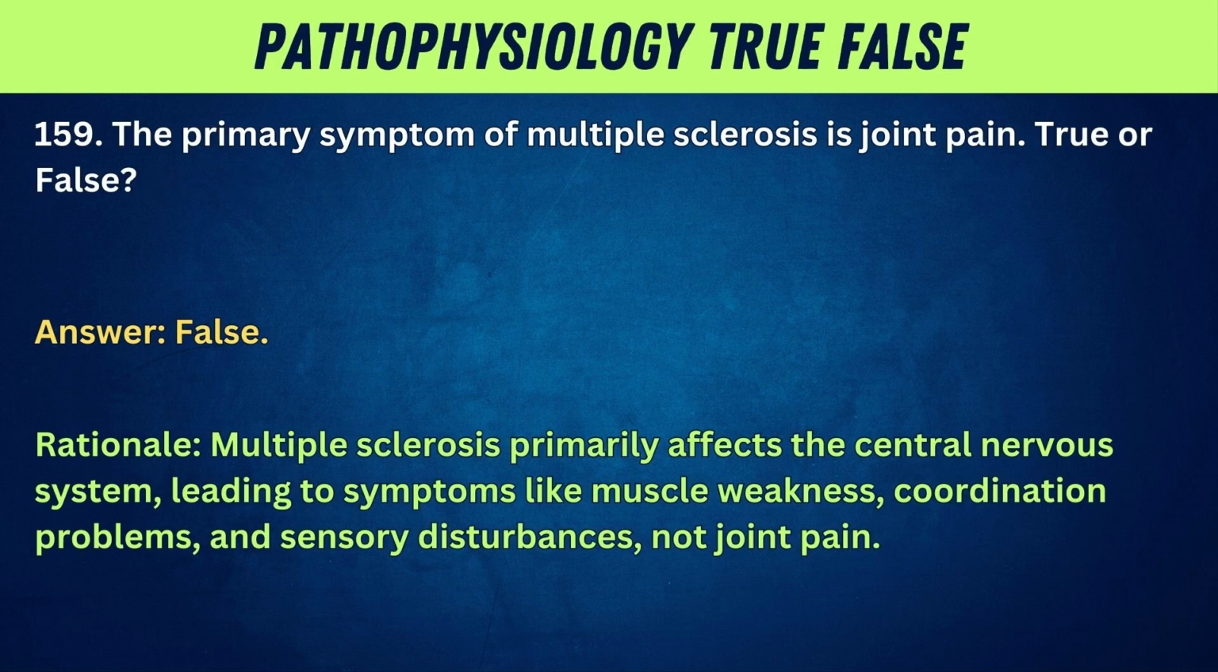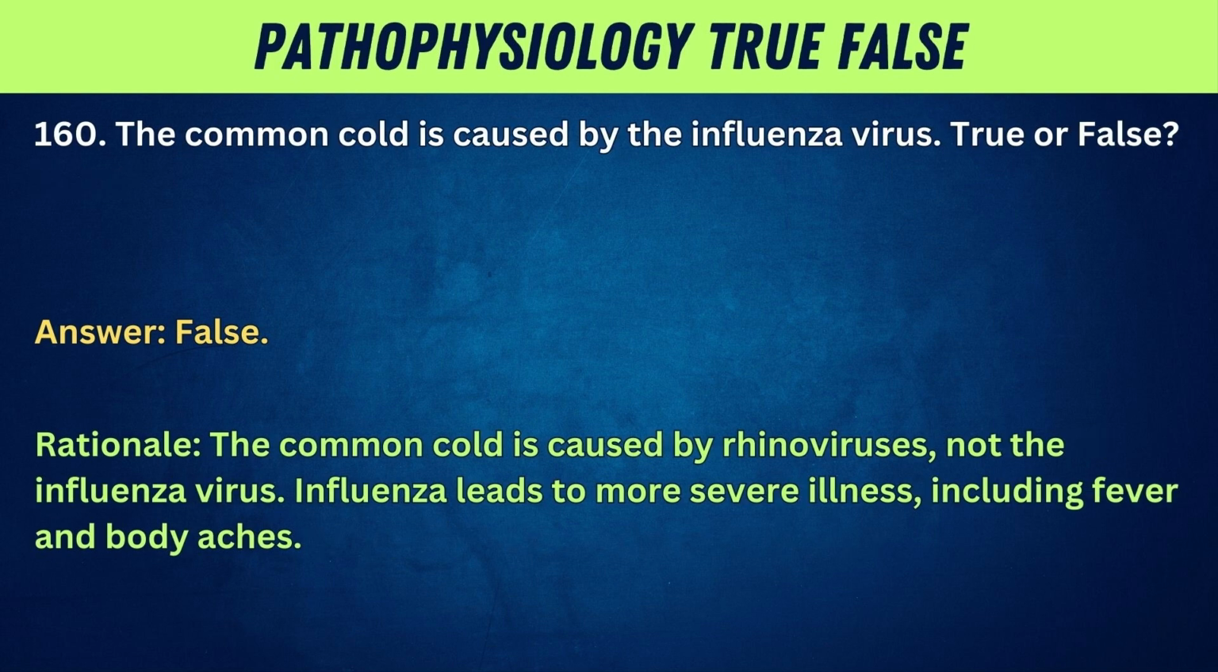159. The primary symptom of multiple sclerosis is joint pain. True or false? Answer: false. Rationale: multiple sclerosis primarily affects the central nervous system, leading to symptoms like muscle weakness, coordination problems, and sensory disturbances, not joint pain. 160. The common cold is caused by the influenza virus.